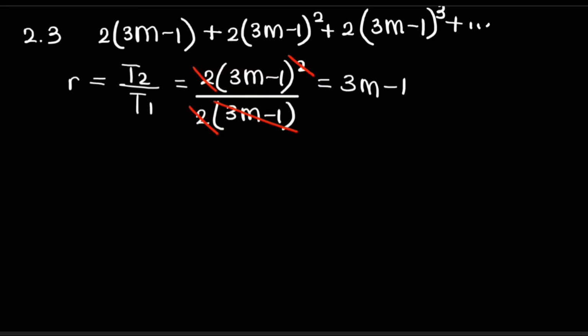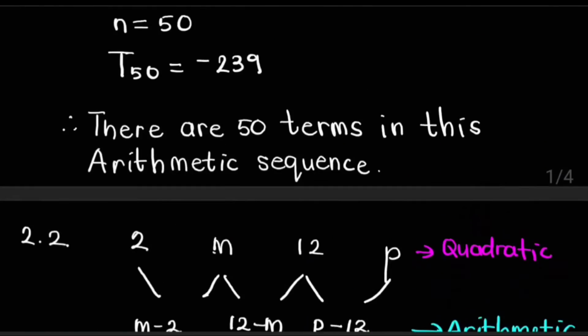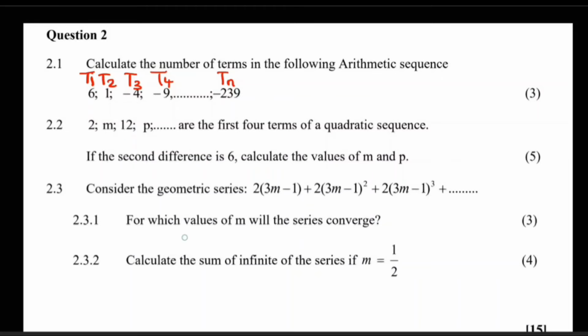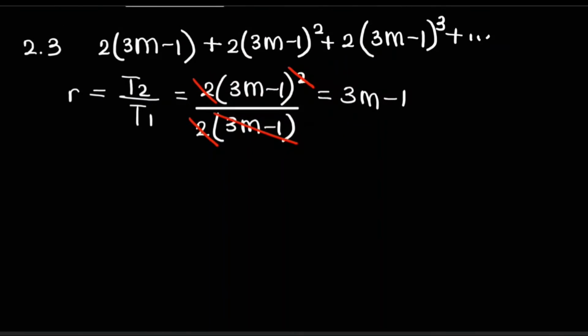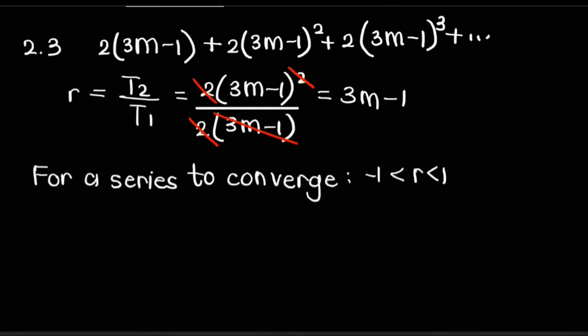That's r. But now, if we go back up to the question, we are concerned with the values of m for which the series will converge. And there is a special condition for a series to converge. And that is, for a series to converge, r must lie between -1 and +1. So since we know that r is 3m minus 1, let's replace r in the middle. So 3m minus 1 must lie between -1 and +1.